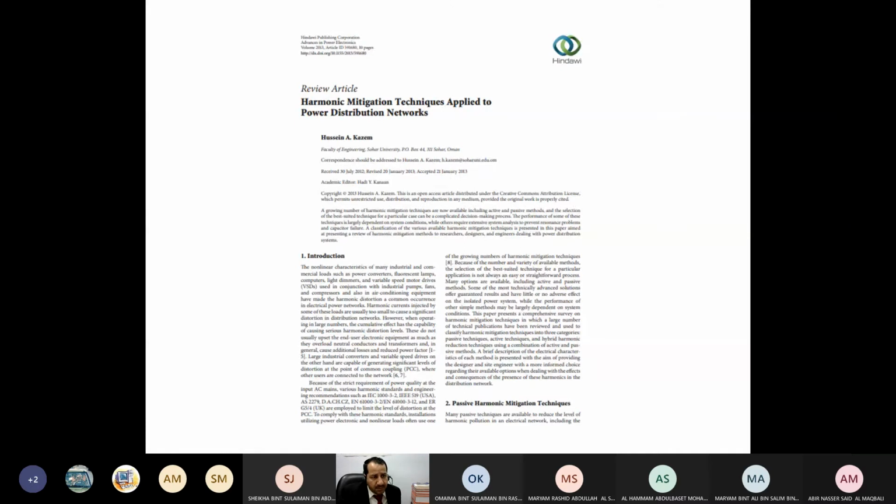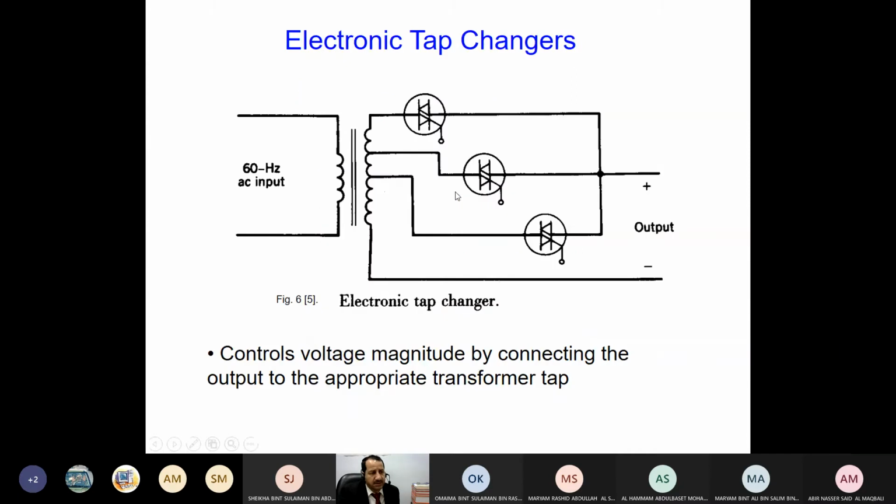I remember I published this paper in 2013. It's about harmonic mitigation techniques applied to power disturbance networks. Some of the previous information was taken from here, because here I reviewed most of the methods used to mitigate, reduce or attenuate these disturbances.